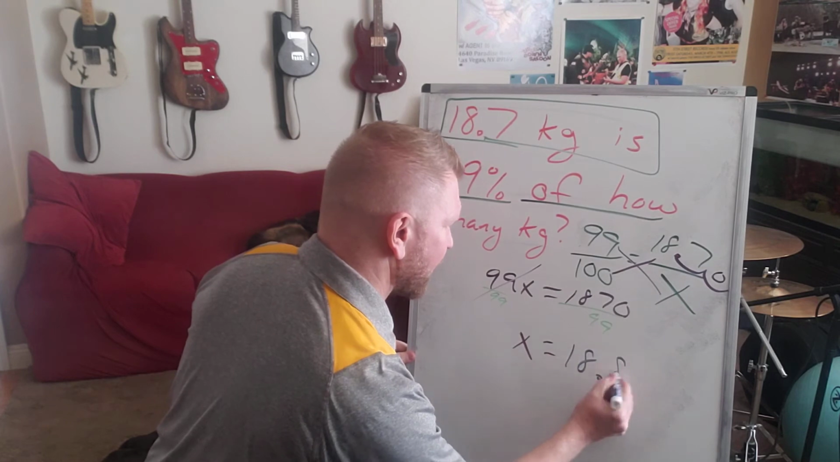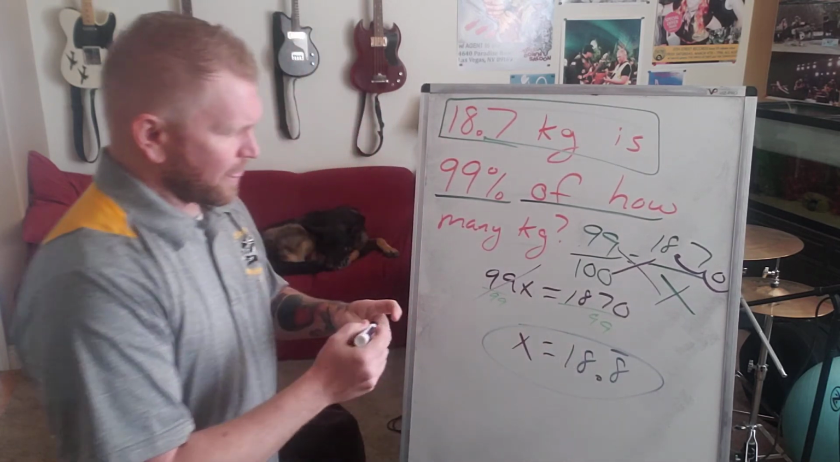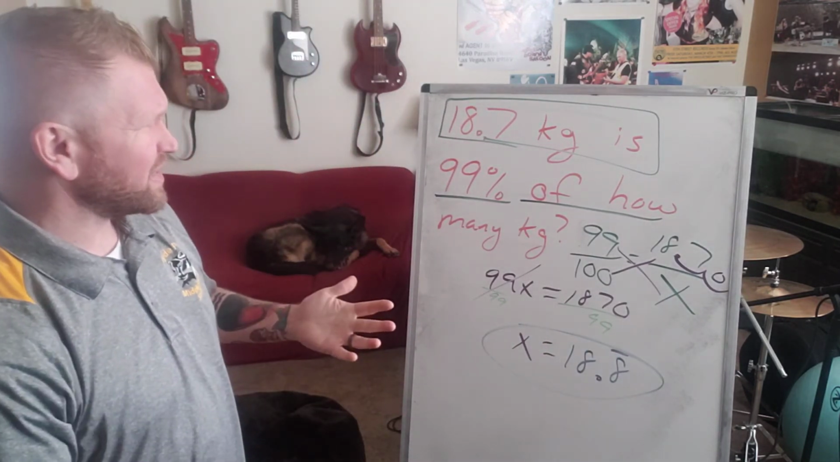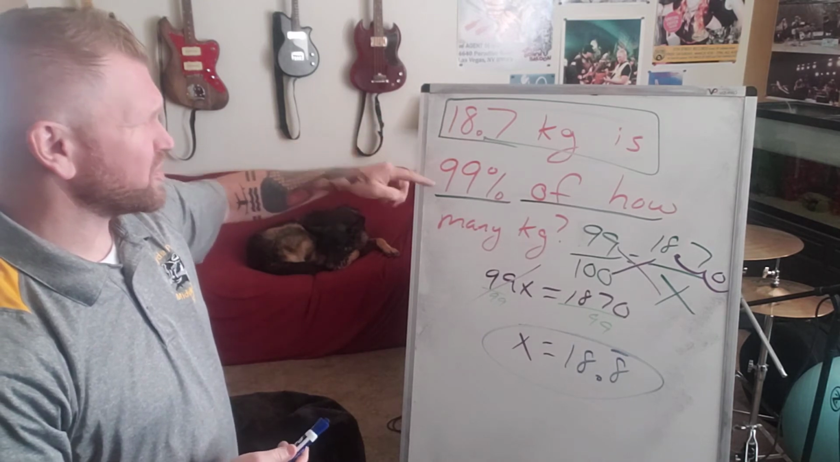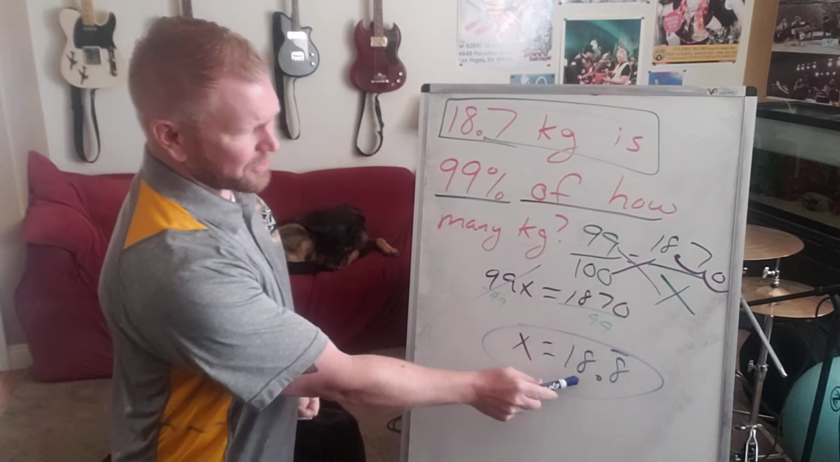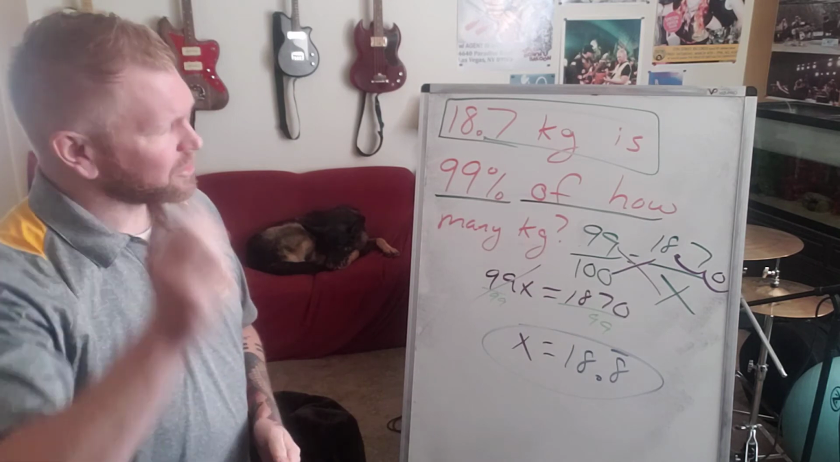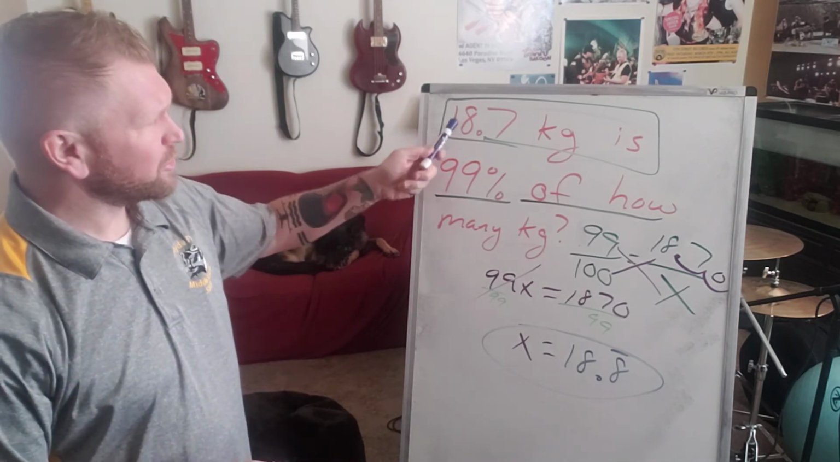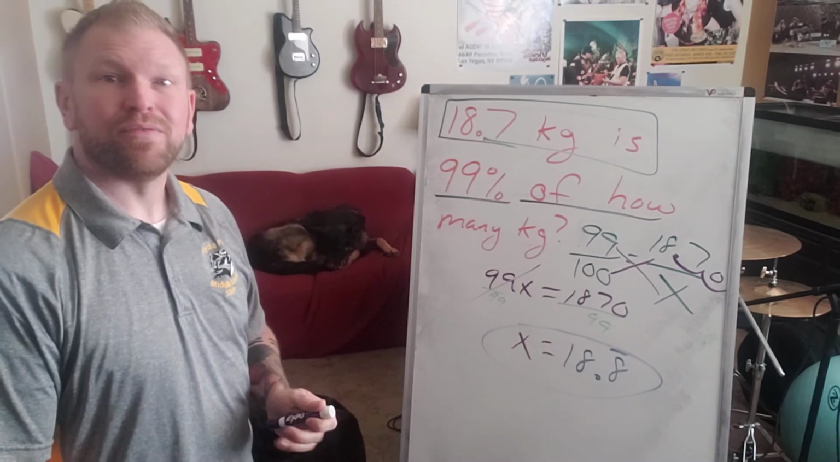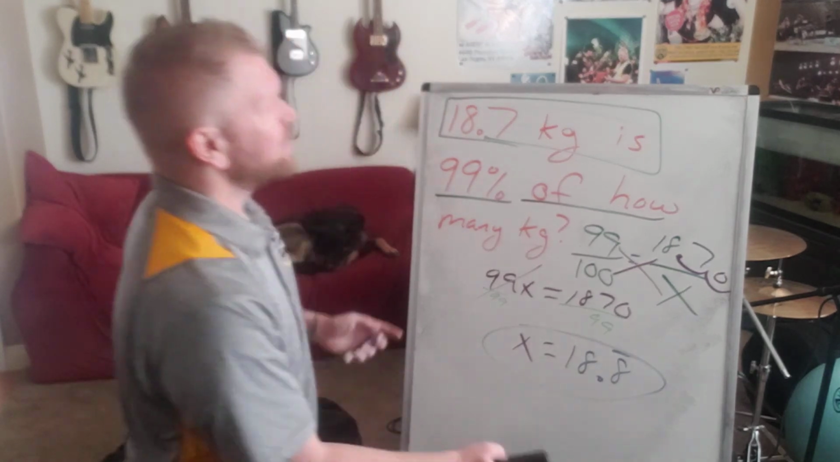So 18.8 repeating. If you remember, I said the answer might be somewhere close to 19. This number is 99% of something about 19. That number is about 19. Not quite that high, but close to 19. So this number is 99% of that number. One more example and we'll be done with the notes.